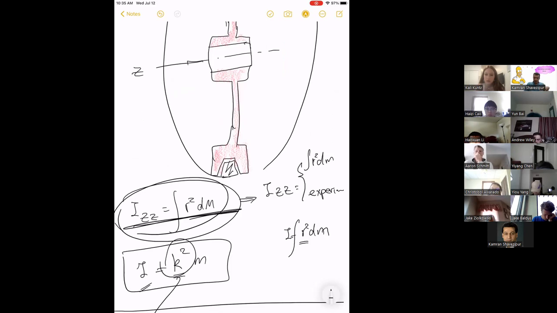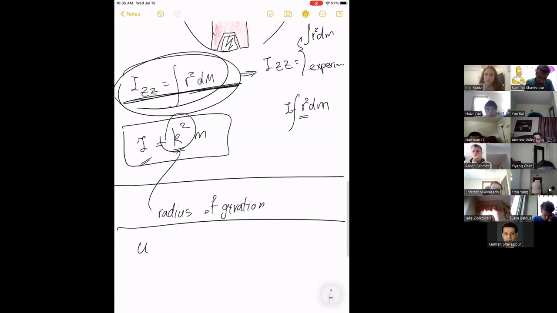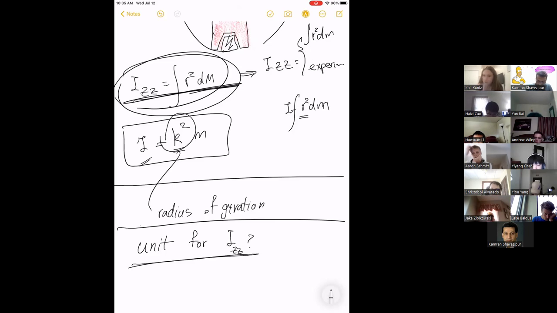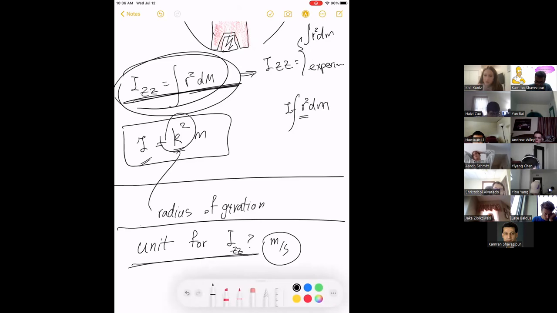So instead of telling you the moment of inertia, and by the way, let me ask you this, what is the unit for the moment of inertia? Haojin, what is the unit for moment of inertia? Okay, Andrew, you tell me. Can you say that again? You're kind of cutting off there. The unit for moment of inertia. I wrote it here. Would it be meters per second? Meters per second, this is for velocity, right? Moment of inertia is not velocity.